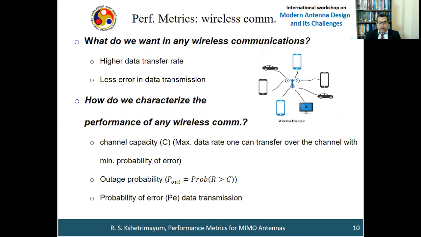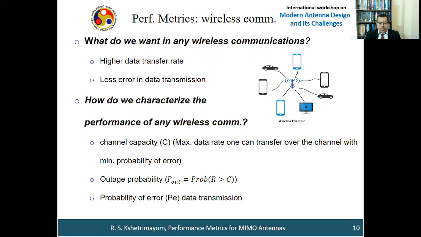Okay, so what is the performance metric of any wireless communication device? Here we are showing many wireless communication devices. What do we want in any wireless communication? We actually want a higher data transfer rate and less error in data transmission. Then how do we characterize the performance of any wireless communication system? There are three parameters here.